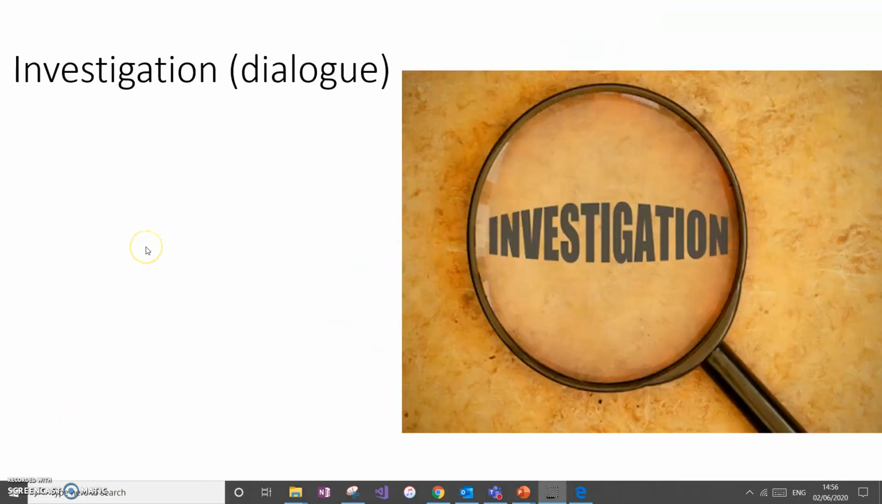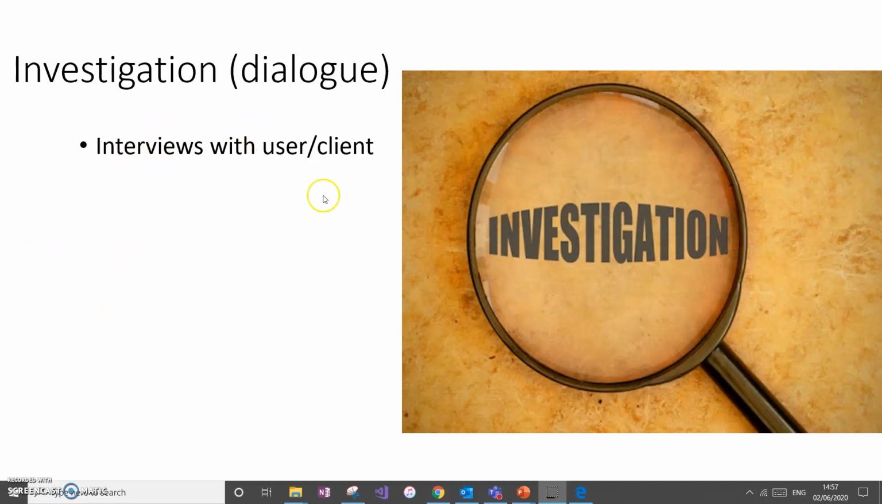Okay, so those 4 key areas then, just talk about them a little more. So the investigation, the dialogue. So what we're looking for here is, once we've got the clear problem statement and description written, the research that's been done.